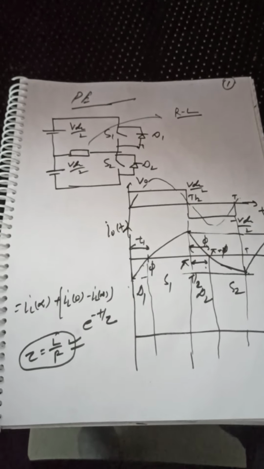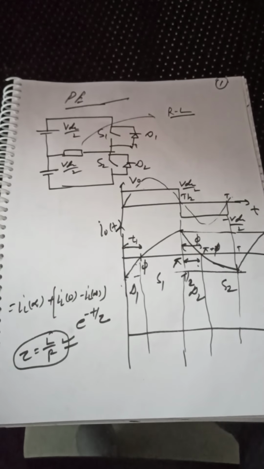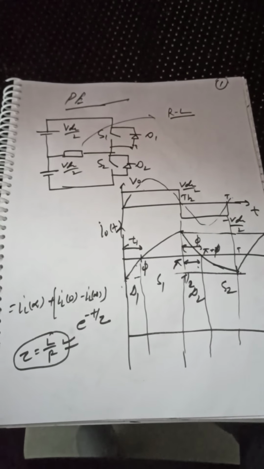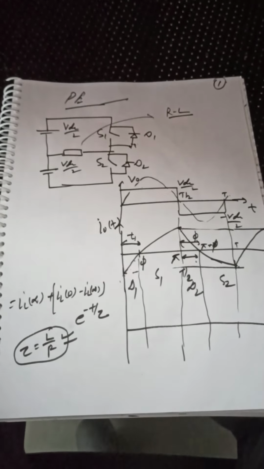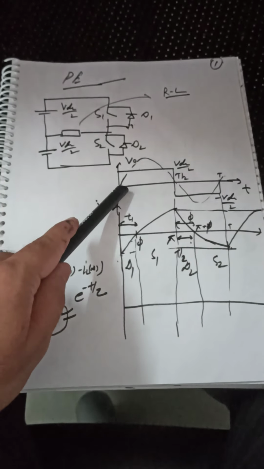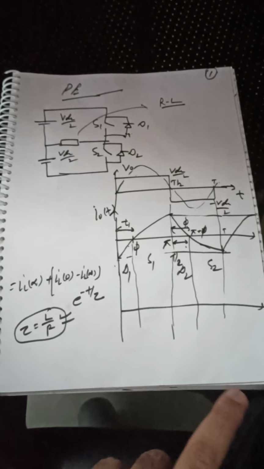Now, as the output waveform of the square wave inverter is visible, we can also plot the fundamental voltage. The fundamental voltage component can also be plotted, and that will be a perfect sine wave traveling in the entire T period.